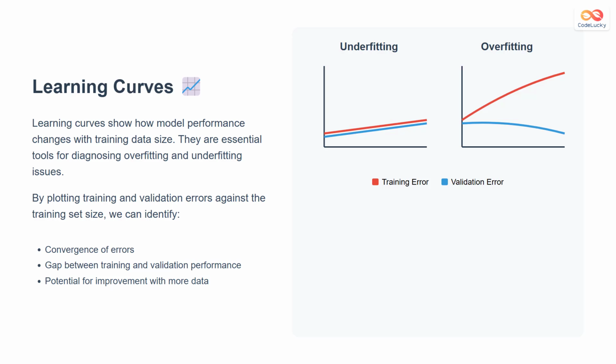Let's consider the overfitting graph. The x-axis represents training examples and the y-axis represents error. There is a huge gap between training error and validation error. Training error is low but validation error is high.